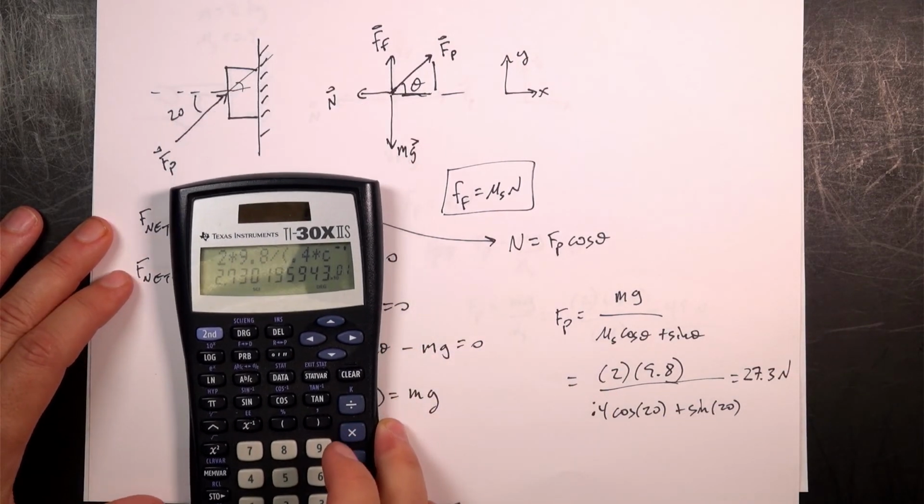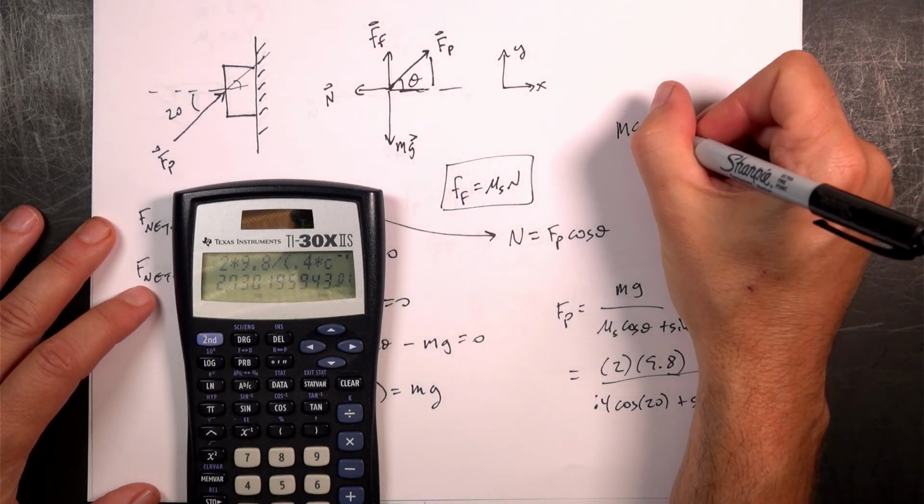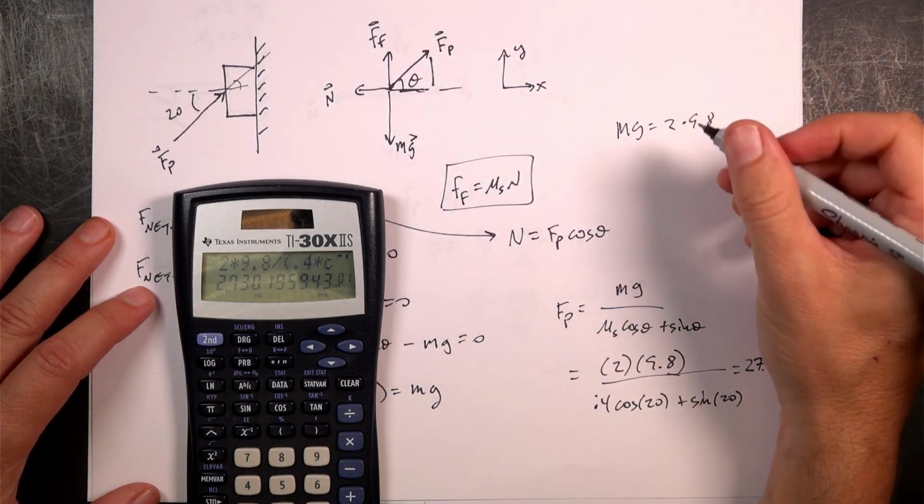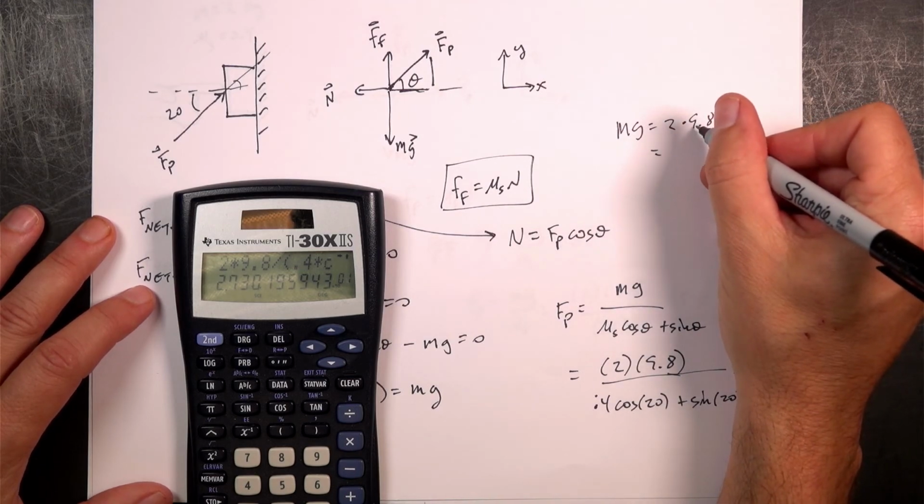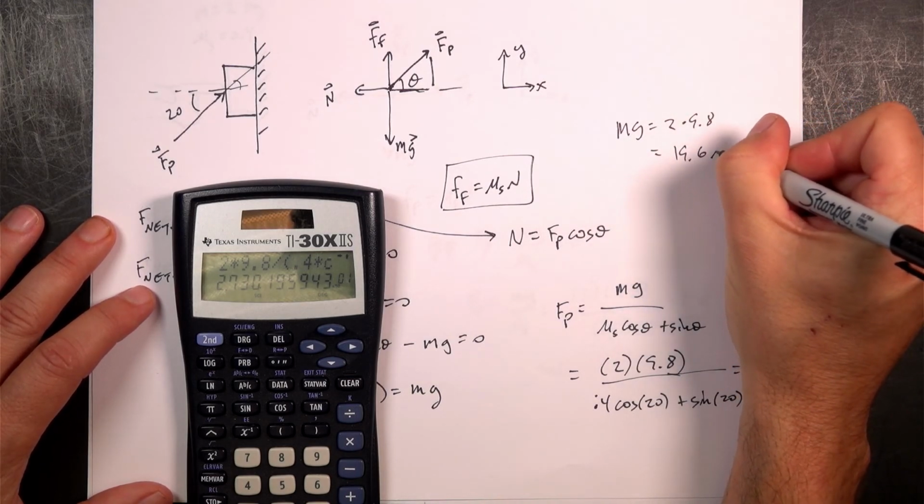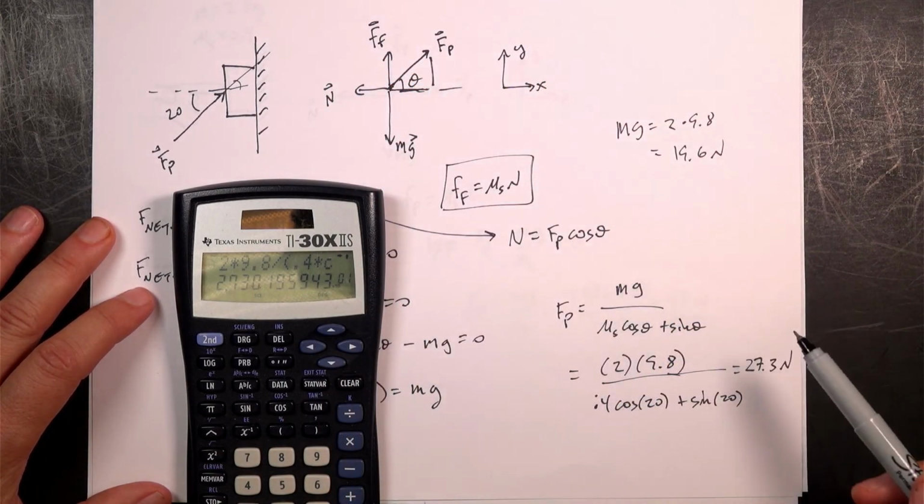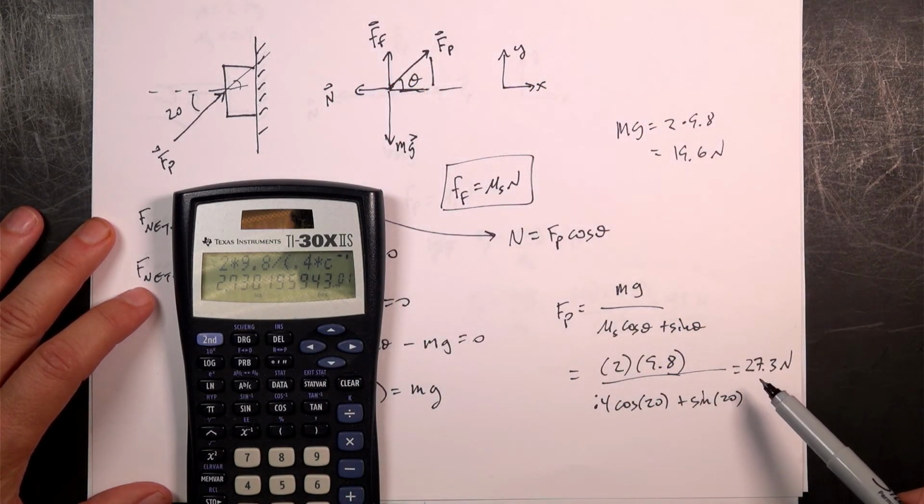And just as a comparison, if mg is 2 times 9.8, right? So that's going to be equal to 19.6. So if I just want to hold it up in my hand, that's how hard I'd have to push. I actually have to push harder than that to keep it up.